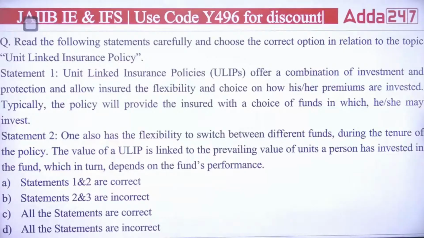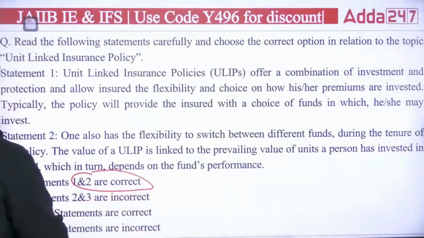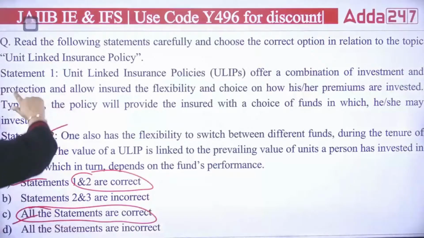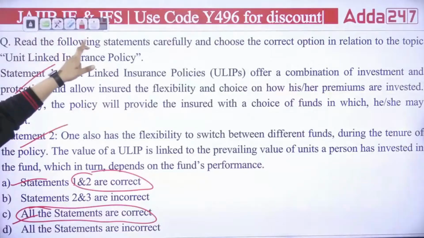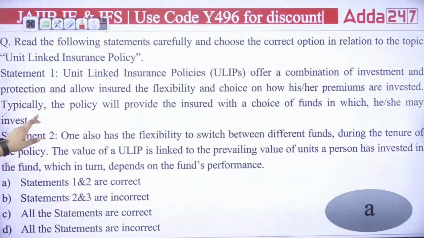Okay, I have mismatched certain options. It is saying 1 and 2 are correct. All statements are correct, which means both the statements are correct. Both statements 1 and 2 are correct here. I mismatched certain options here. So, both statements being correct will be the answer.